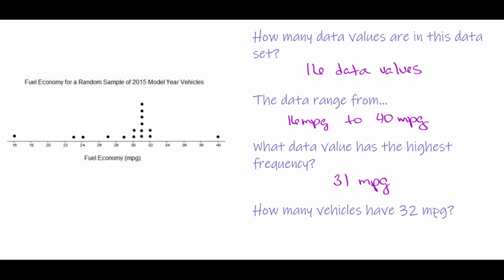And then how many vehicles have 32 miles per gallon for their fuel efficiency? So here I'm going to look at the 32 and I can see that there are 2 dots above it, so 2 vehicles.